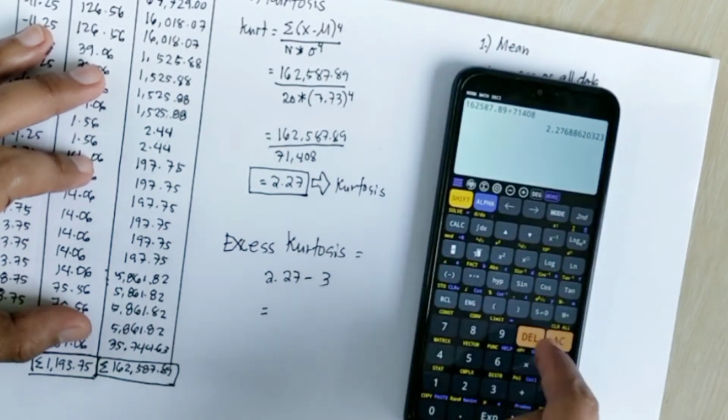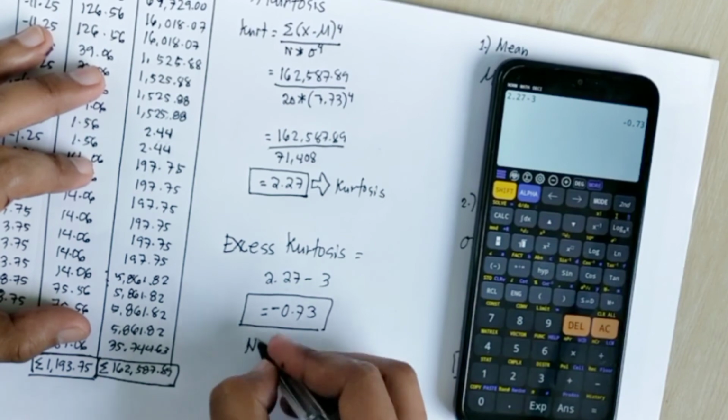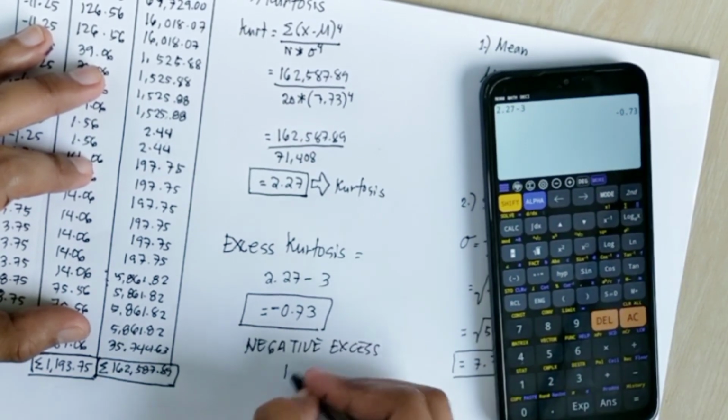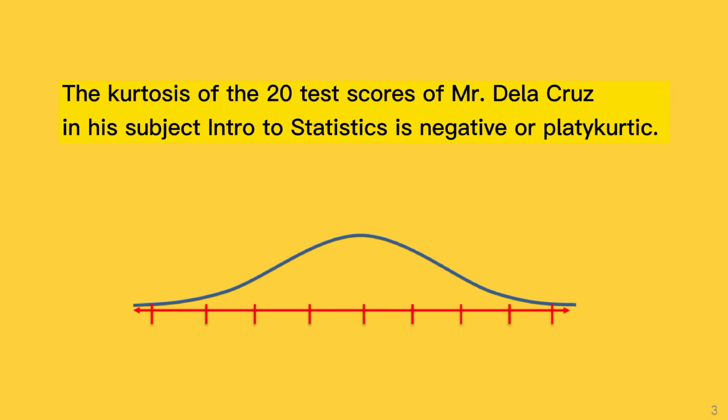Lastly, we are going to get the excess kurtosis. We have 2.27 minus 3. It is going to give us negative 0.73. That means we have a negative excess kurtosis. The kurtosis of the 20 test scores of Mr. De La Cruz in his subject Intro to Statistics is negative, or platykurtic.